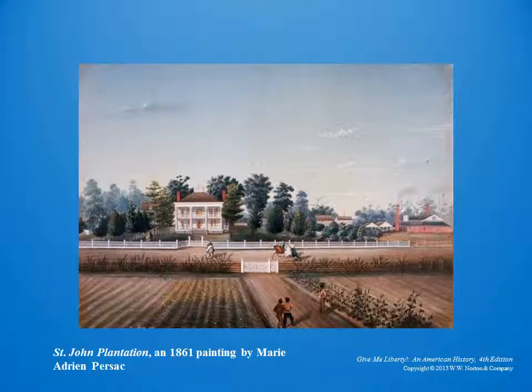This is a picture of the St. John plantation. It's an 1861 painting, and the artist was French, and she had originally come to the United States to hunt buffalo. And this was a Louisiana sugar plantation. You can see the sugar mill on the very far right. In this depiction, very romanticized, very idealistic, whites are enjoying themselves on horseback, while slaves appear to have little to do but watch.